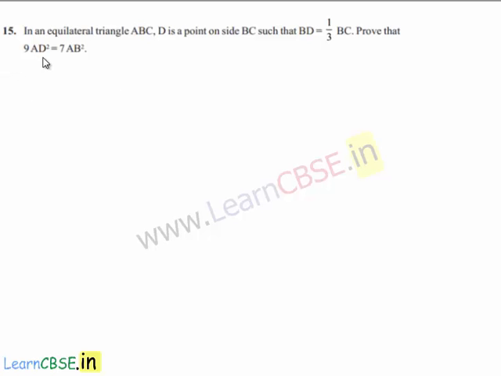Moving on to the 15th question. In equilateral triangle ABC, D is a point on BC such that BD is equal to 1/3 of BC. Prove that 9 times AD square is equal to 7AB square. Now moving on to solution.